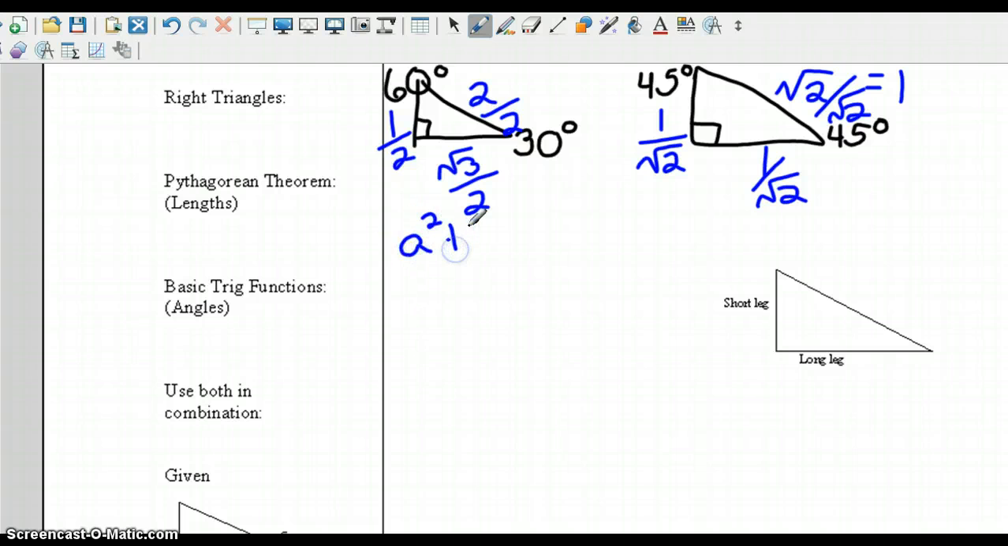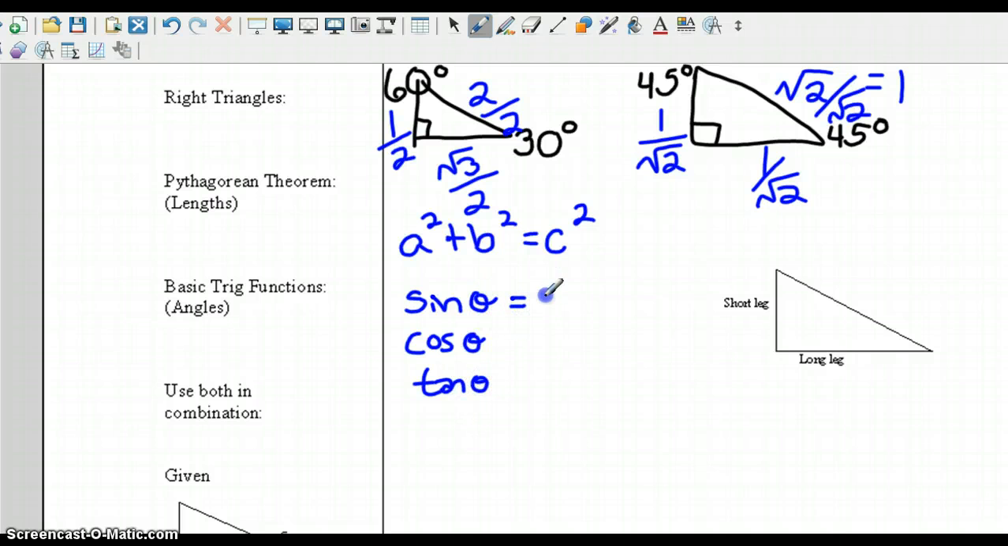So again, we've been talking about the Pythagorean theorem. We know a squared plus b squared gives us c squared. We know that a and b are the legs of triangles. C is the hypotenuse. We also talked a little bit about just your basic trig functions. So we're saying sine theta, cosine theta, tangent theta. Okay, these are all defined as opposite over hypotenuse, and so on and so forth.